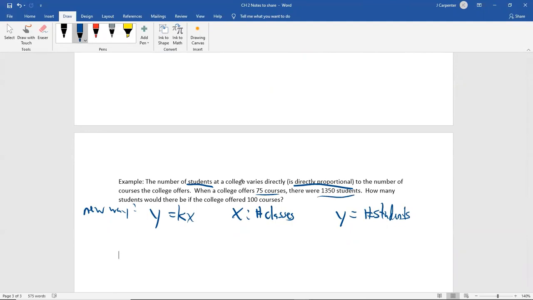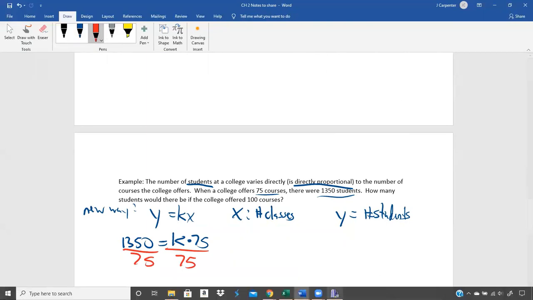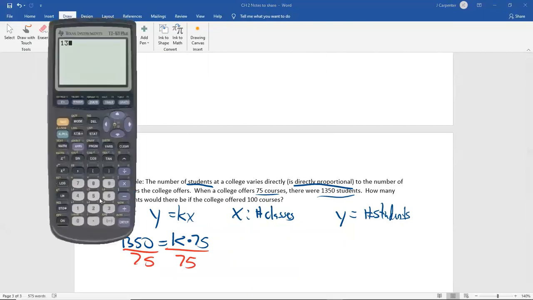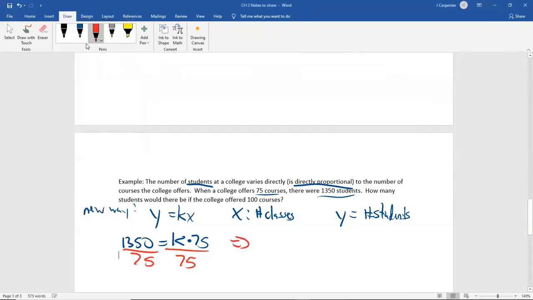So the Y was the number of students, so 1350 goes on the left. The K we are not plugging in, we don't know, that's the goal in this step. And there were 75 courses offered. We can just divide both sides by 75. Please feel free to rewrite that as 75K first if you have to. That is up to you. And if you do 1350 divided by 75, oh, I can pull out my calculator. I was just going to say the answer, but here it is, 18. So that says that 18 is equal to K.